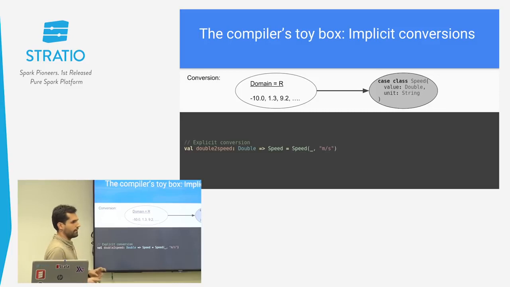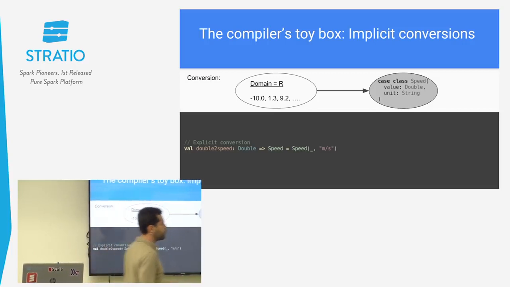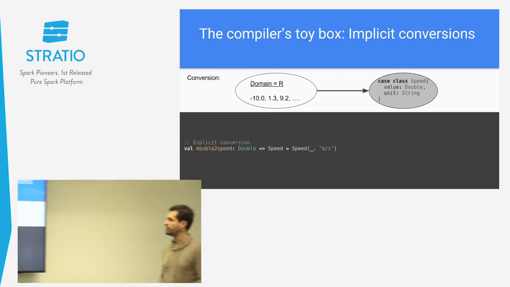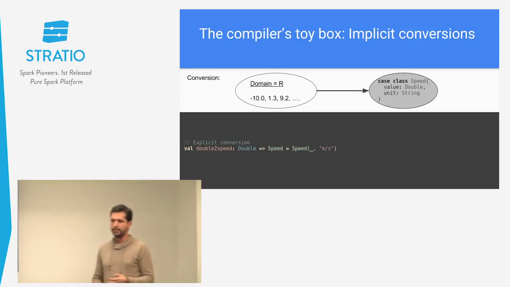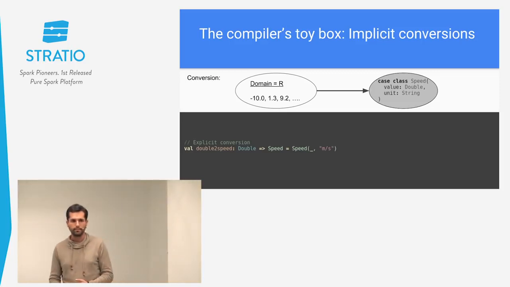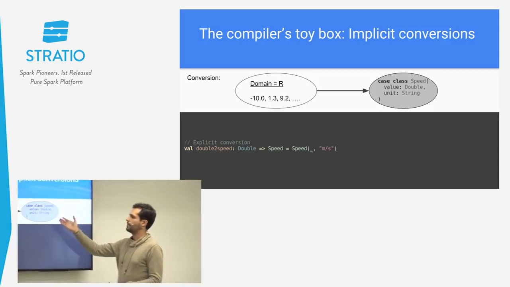There is another implicit thing. Okay, we have already visited what implicit parameters are, but there is another thing. This thing is implicit conversions. Let's think about what a conversion is. A conversion isn't more than a function. It's something that you apply to a value to get another value. That's all. That's the same as having a domain and traveling to a codomain.